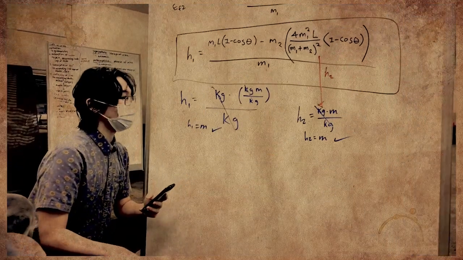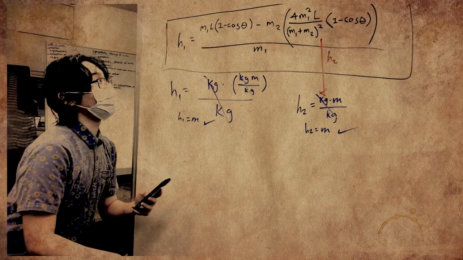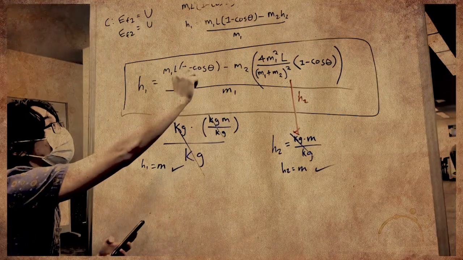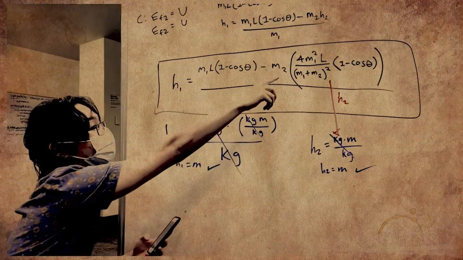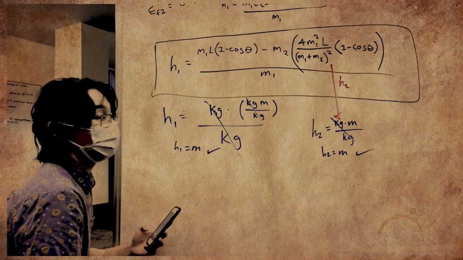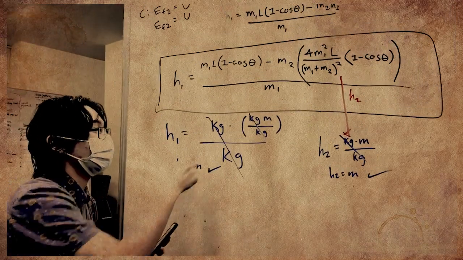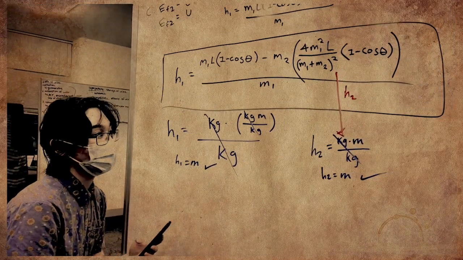Quick unit check here for heights 1 and 2. Here in our equation we have height 1, and through our plugging in height 1 we get height 2 over here. And so when we work out our units here, kilograms times kilograms meters over kilograms.